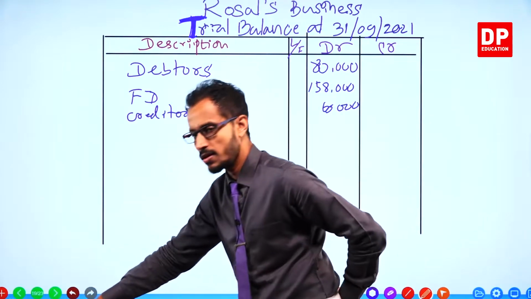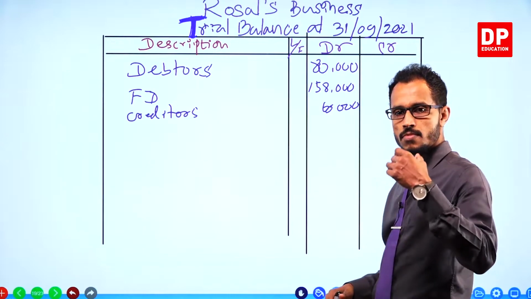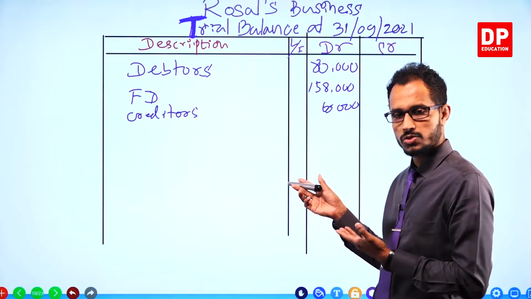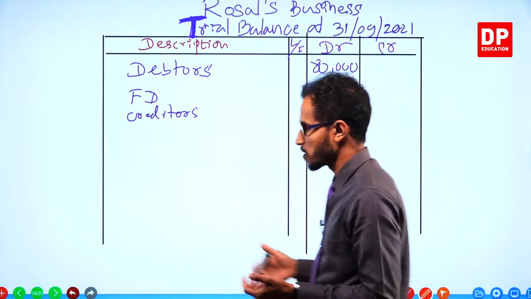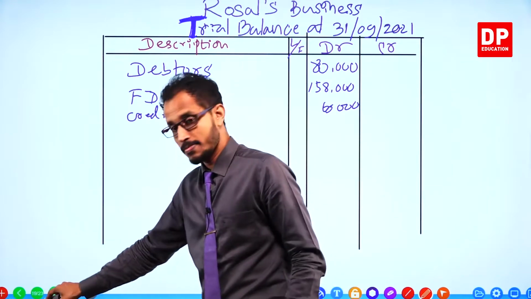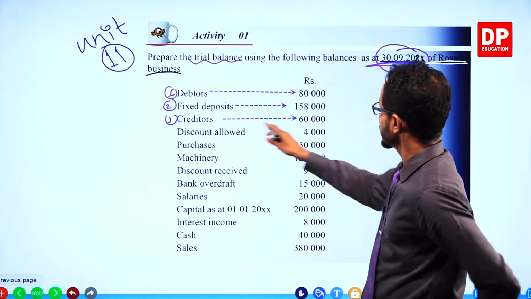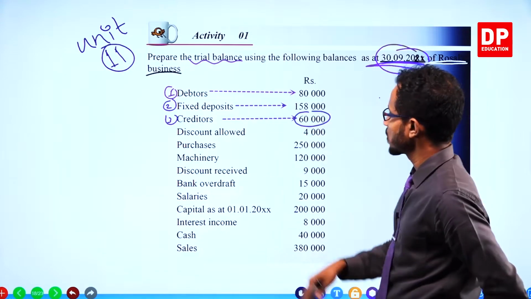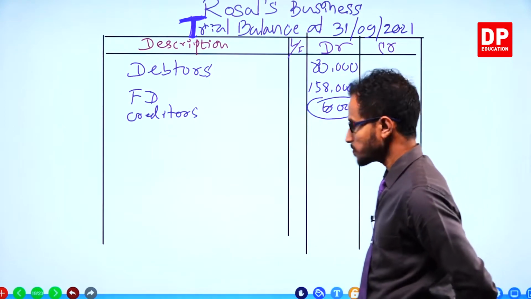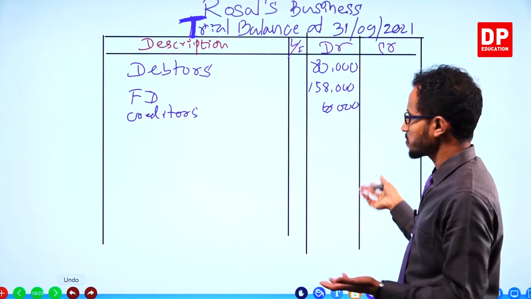Next we have... why? What's wrong? It's correct, right? Yeah, we have creditors 60,000. See? So I put creditors 60,000. Well, that's how you prepare the trial balance, right?